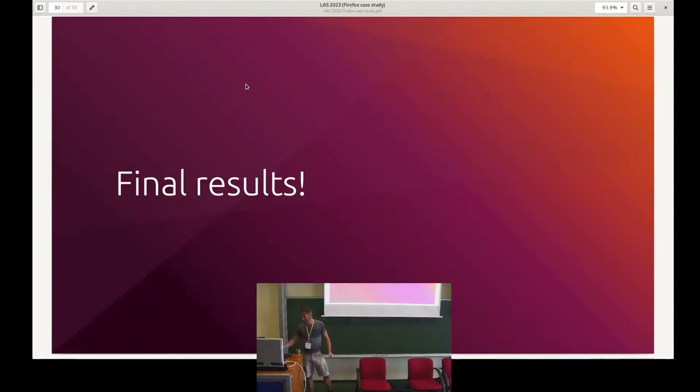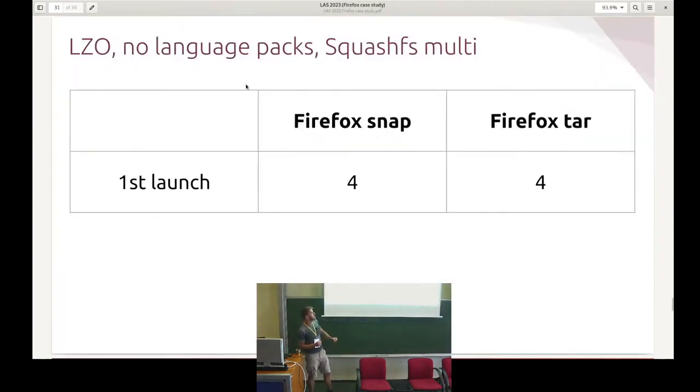Let's look at the final results. What do we have here? We take a Firefox tar, a tarball, like Mozilla provide Firefox as a tarball on their site. Download it, extract it, use it. No restriction, no limitations. Take the snap. But the Squashfs configuration is multi-threaded. We use LZO, and the results are identical.